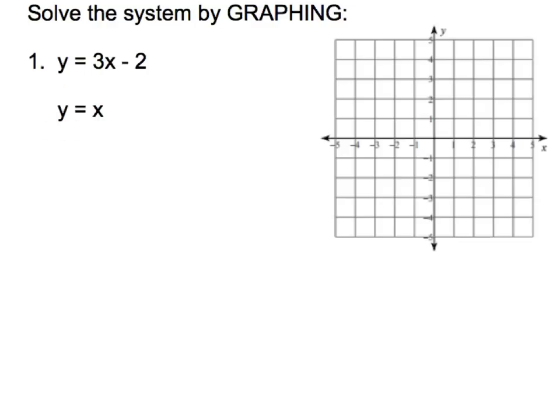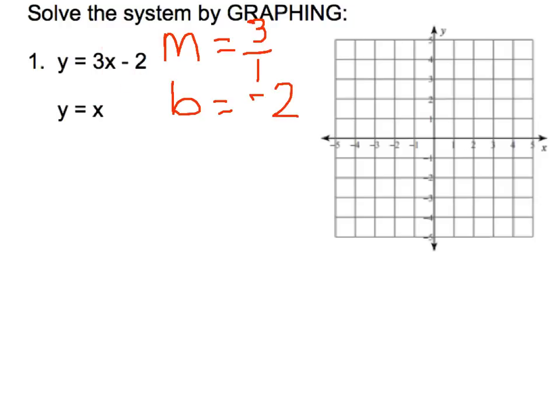All right, what I need to do next is write my slope and my y-intercept. So my slope in the first equation is 3. The slope, if you remember, is the number in front of x. I'm going to write that as a fraction, 3 over 1. My y-intercept is the number after my x, the number that's all by itself. So in this case, it's negative 2.